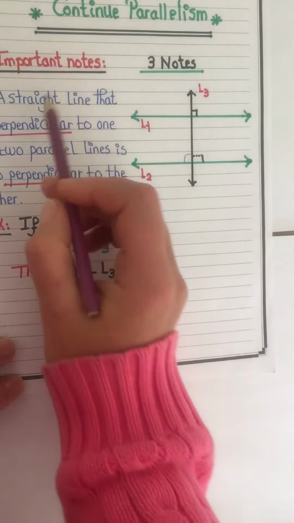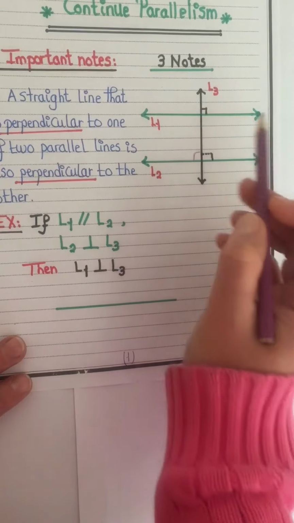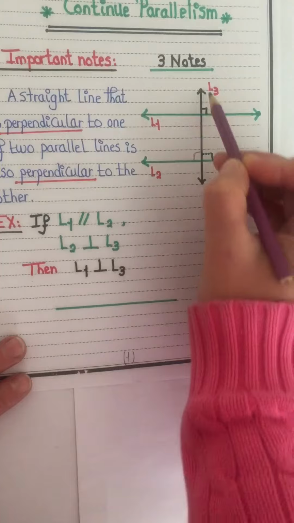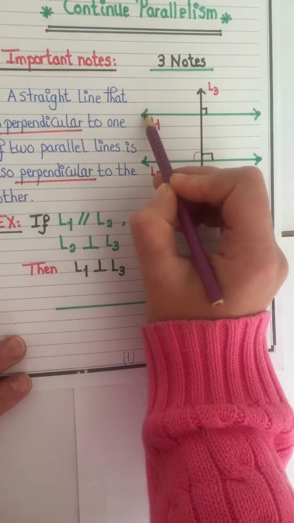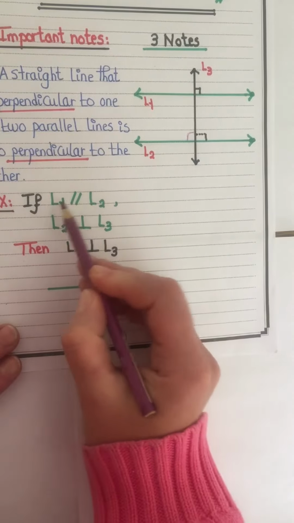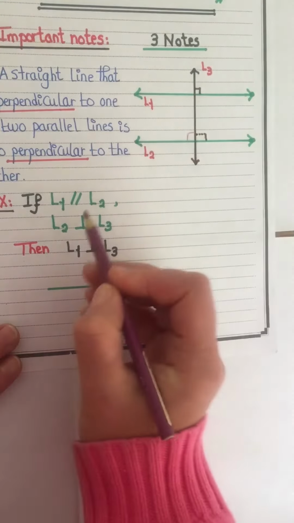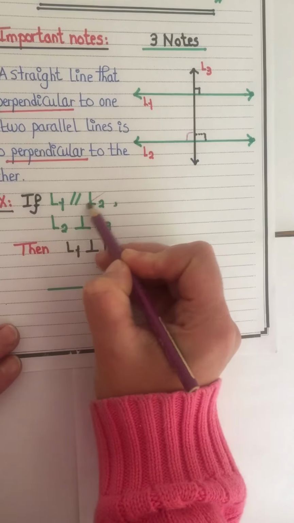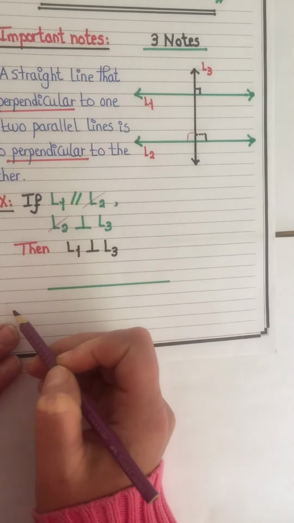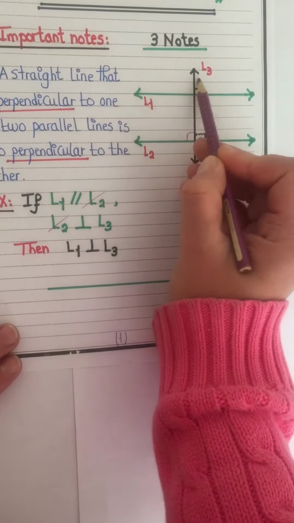Let's say it again. A straight line, which is L3, that is perpendicular to one of the two parallel lines is also perpendicular to the other parallel line. So whenever we have L1 parallel to L2 and L2 perpendicular on L3, who's common here? L2 is common here and here. So this means L1, what's the relation between L1 and L3?